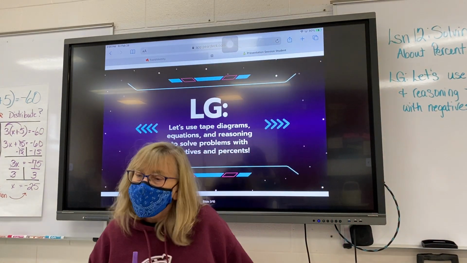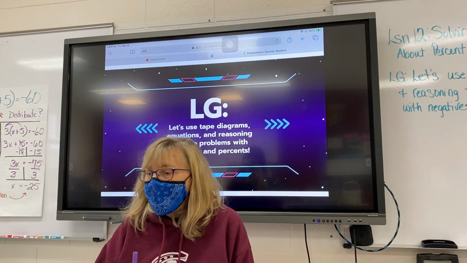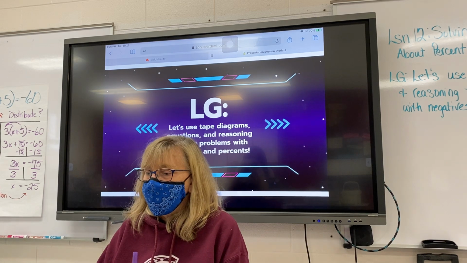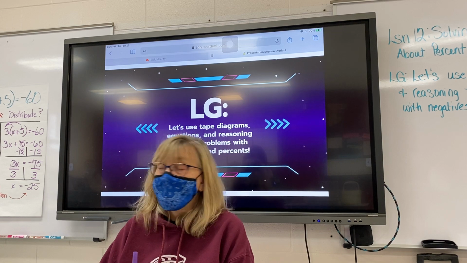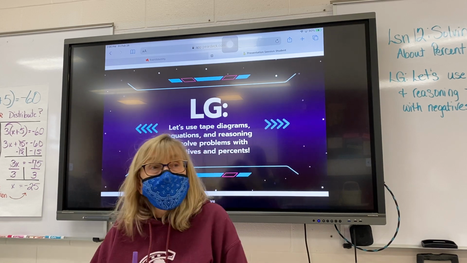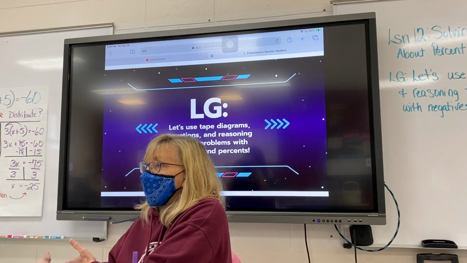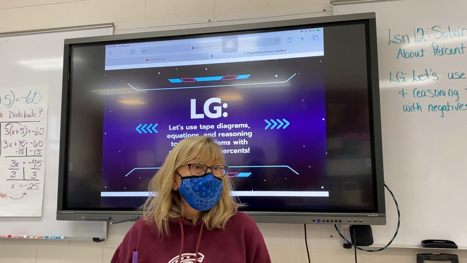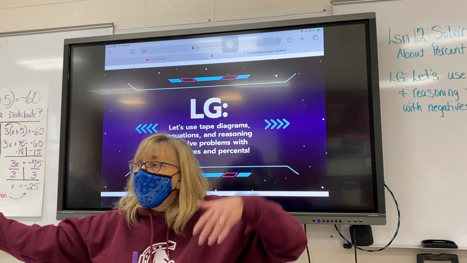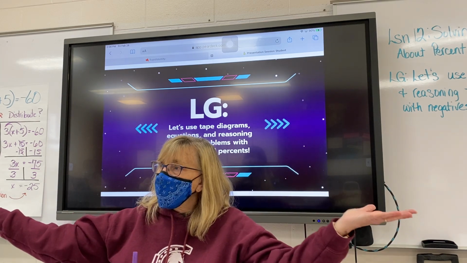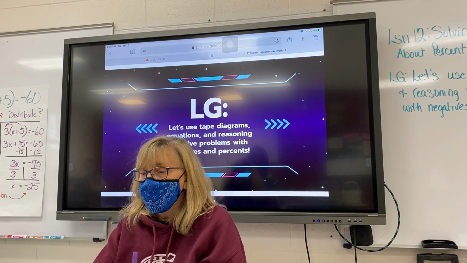All right, learning goal. Let's use tape diagrams again, equations, we're getting good at them, and reasoning to solve problems with negatives and percents. Nothing changes. We're just taking what we learned about negative numbers and what we learned about percent and throwing them into equations. We already know negative numbers and percents pretty well. We're getting pretty good at equations, so we're just putting the two together. We're not learning anything new. Okay?